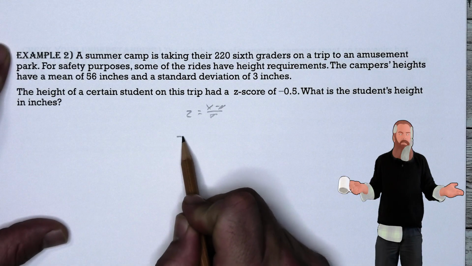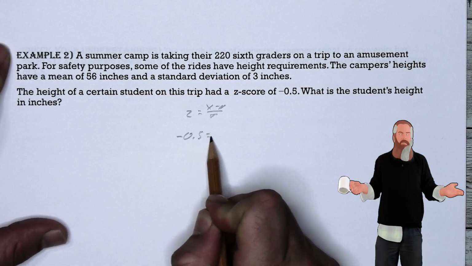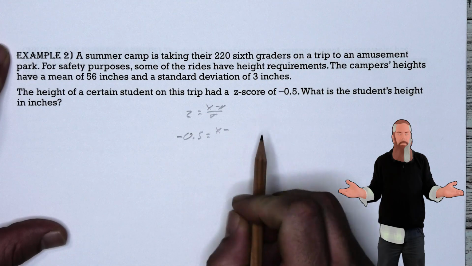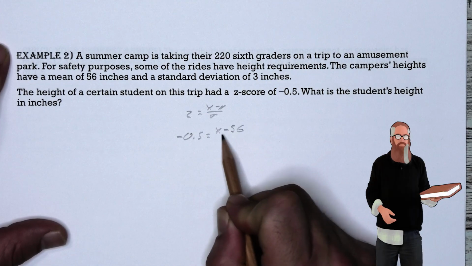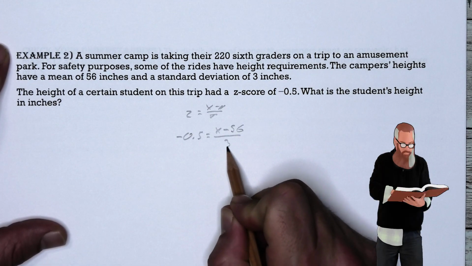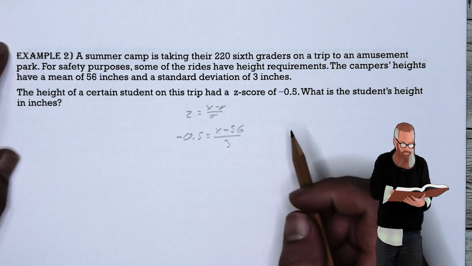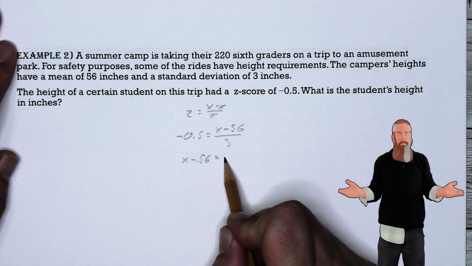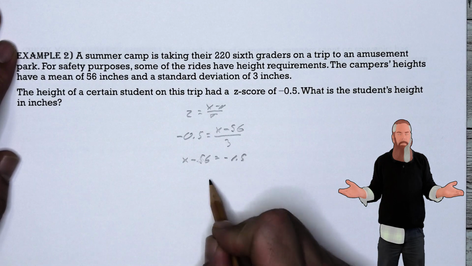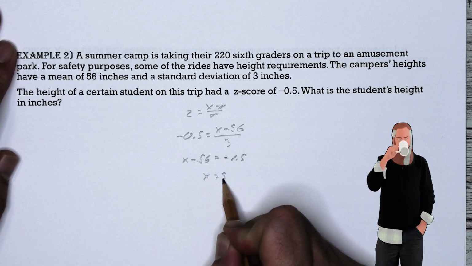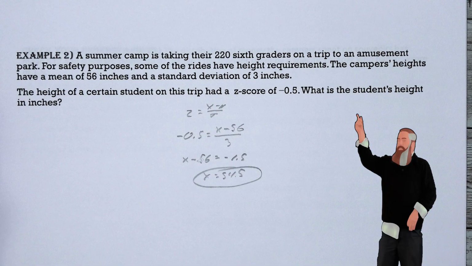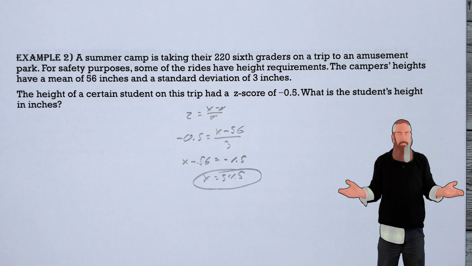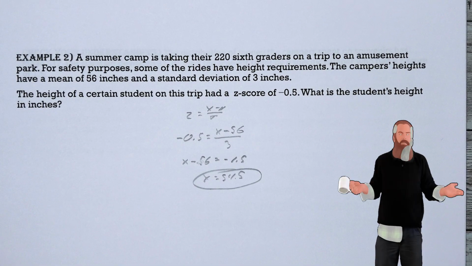So we know that z is negative 0.5. We do not know their score, but we do know mu is 56, and we know that sigma is 3. So now we have a just-solve-for-x type problem, meaning x minus 56 is negative 1.5, or that x is 54.5. So the z-score of negative 0.5 corresponds to a height of 54.5 inches.